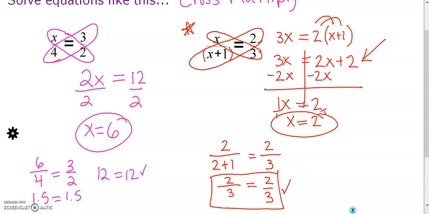Again, this is cross products, multiplying across the diagonal. Please make sure you show steps, because once you multiply across the diagonal, you want to set them equal to each other. Each product from your diagonal gets set equal to each other.